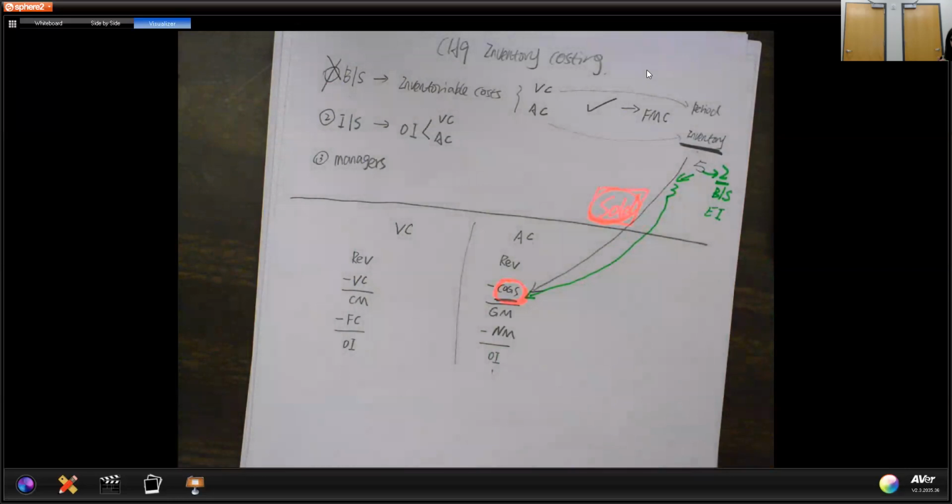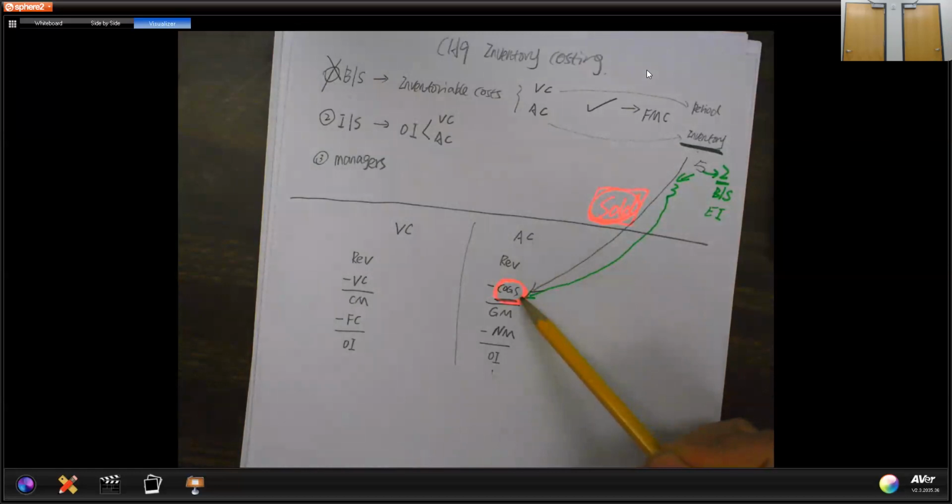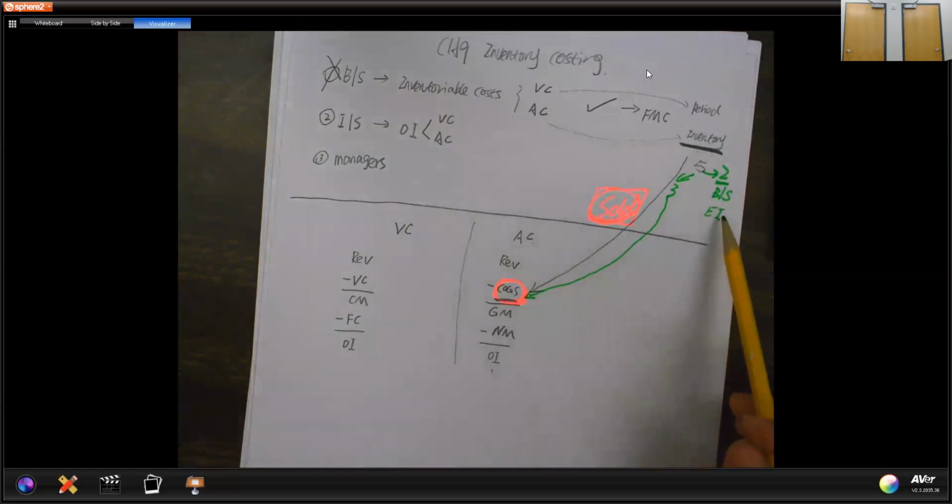So this is the general picture. You have to understand the logic. So if you produce more than you sell, some of the costs will not be expensed because they are not sold. They are still your inventoriable cost. They are not cost of goods sold. You cannot deduct it in your income statement. It's not going to the operating income. It's sitting in your warehouse as the ending balance in the balance sheet.